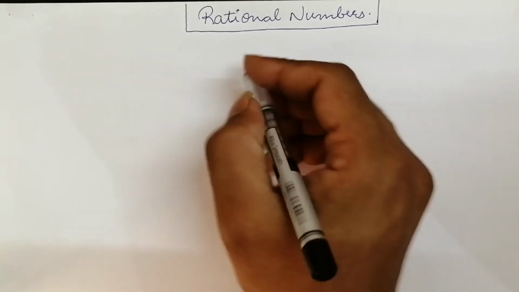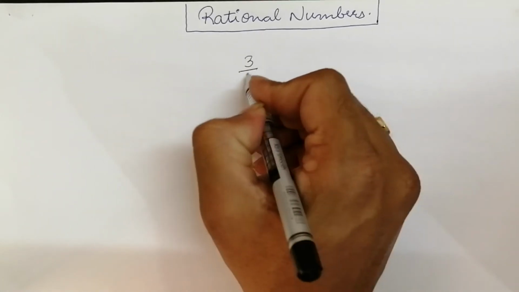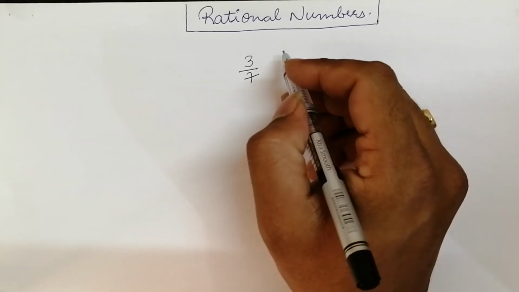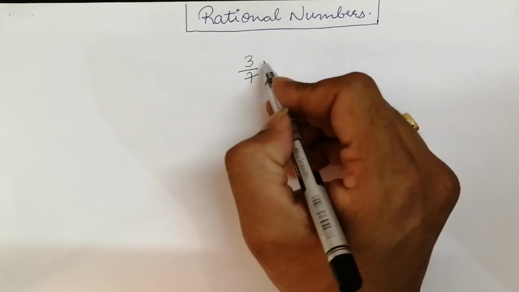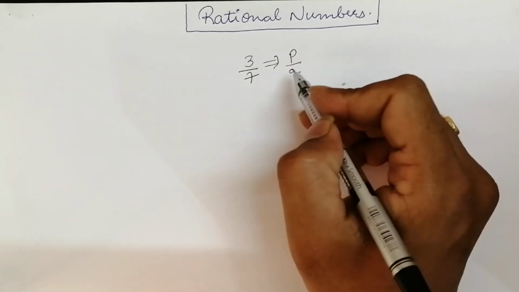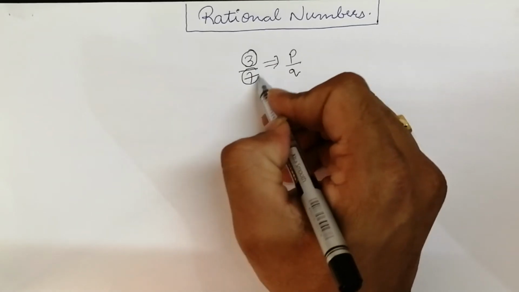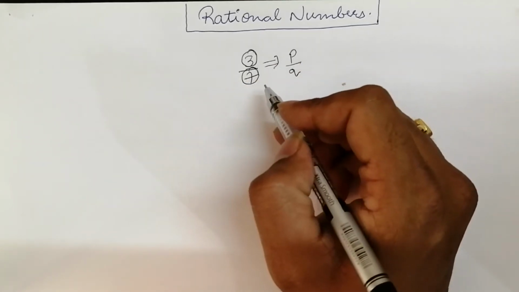So we will see one example. For example, this is your rational number 3 upon 7. Now this number is in the form of p by q, no doubt, and this 3 in the numerator and 7 in the denominator are both integer values.